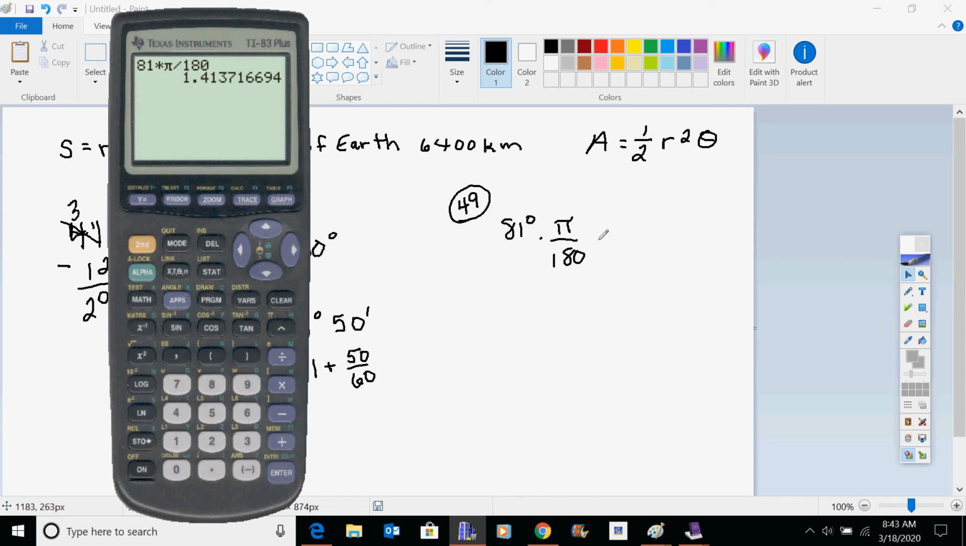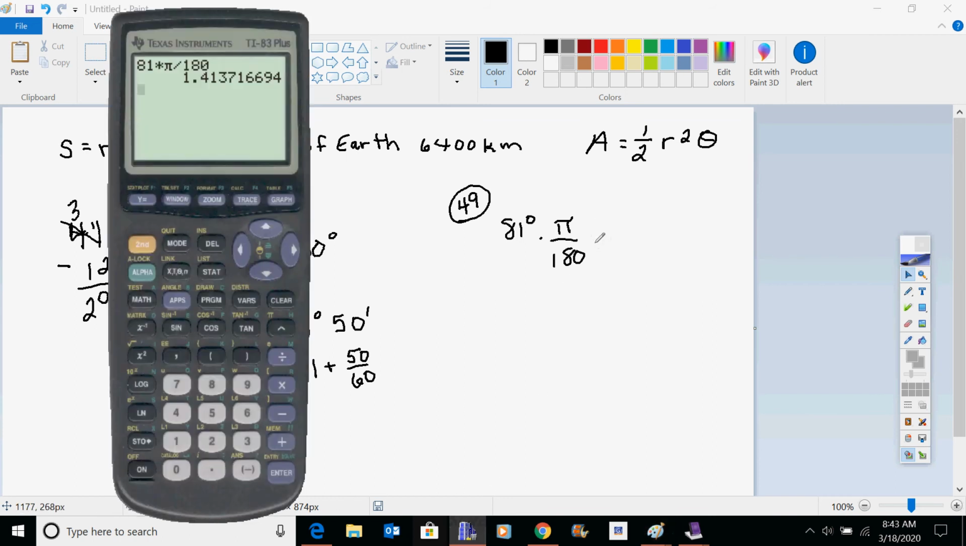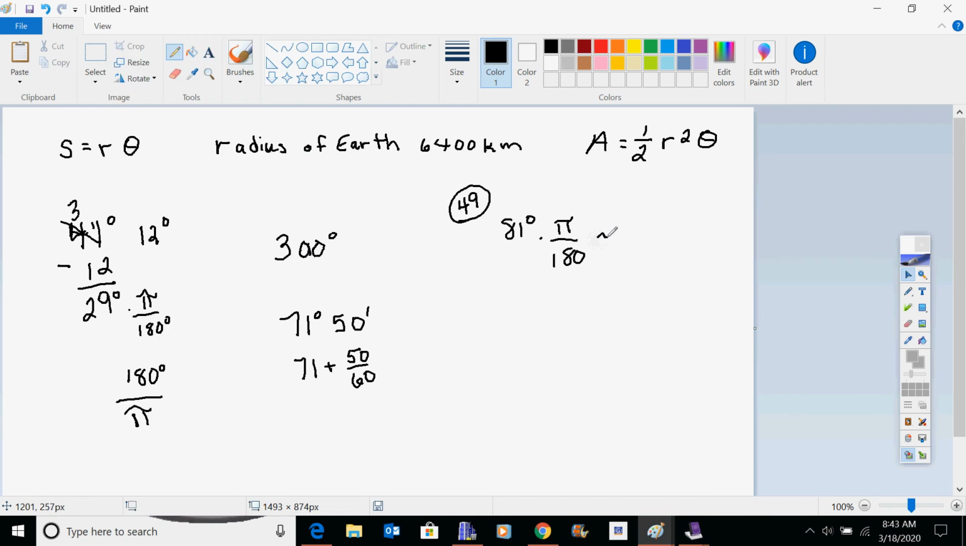So we are at about 1.414, about 1.414 radians. And then when I plug that into area equals 1/2 r squared theta. R, they said in this problem, is 12.7, and then times theta, 1.414.